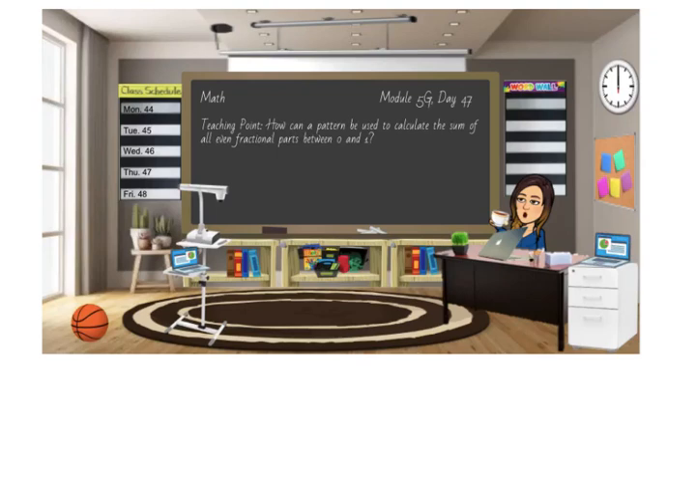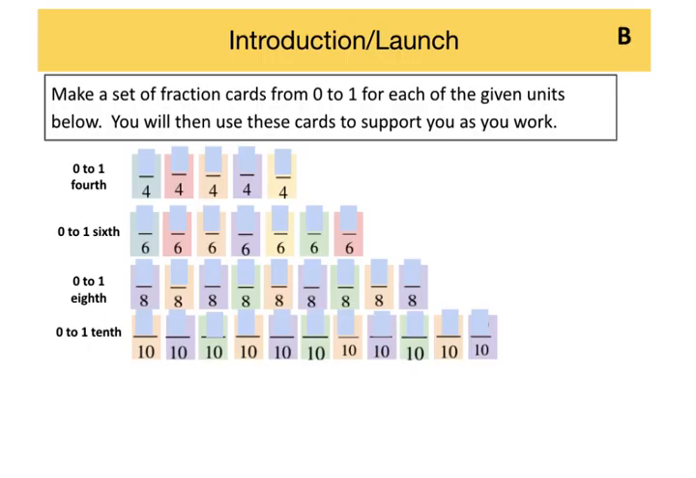Today we'll be exploring how a pattern can be used to calculate the sum of all even fractional parts between 0 and 1. Let's get started by looking at slide B. Let's look at each row and count starting from 0 and going all the way up to 1 for each row. Let's start with the fourths.